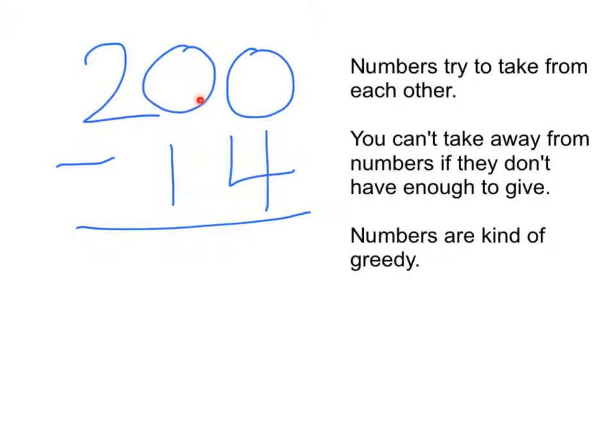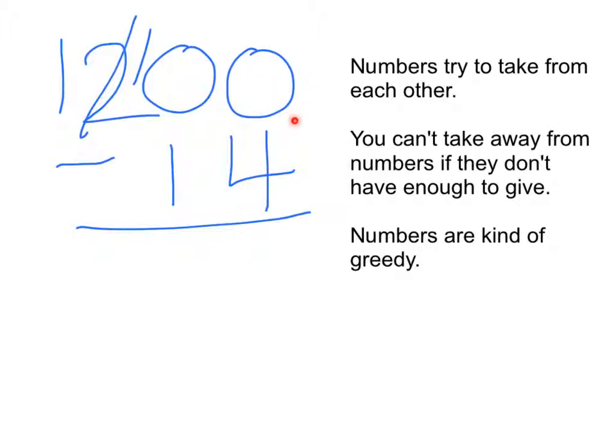So this 0 knocks on this neighbor's door, and the 2 says, "Well, fine, you can borrow, but only 1. Because, like we know, numbers are kind of greedy." So this 2 turns into a 1 because you're taking 1 away. This 0 now turns into a 10.